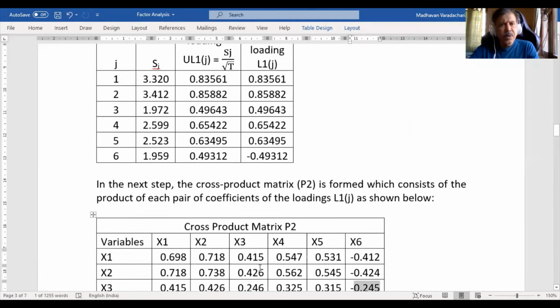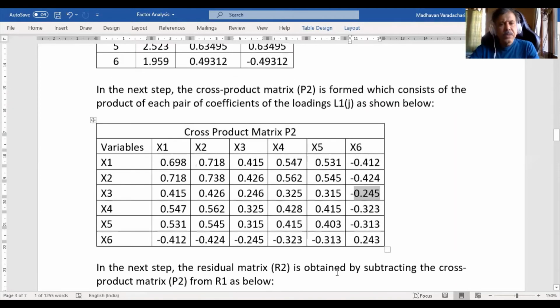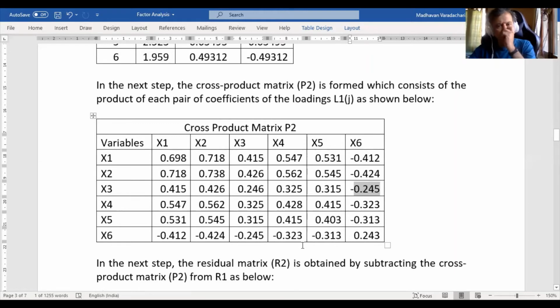Third number and sixth number. Third number is this 0.49643. Sixth number is a negative number. So you multiply negative into positive, you get a negative number. So this is called the cross product matrix. You call this P2, right?